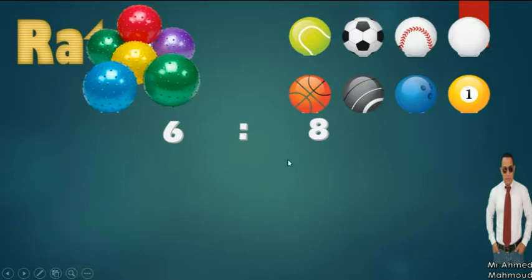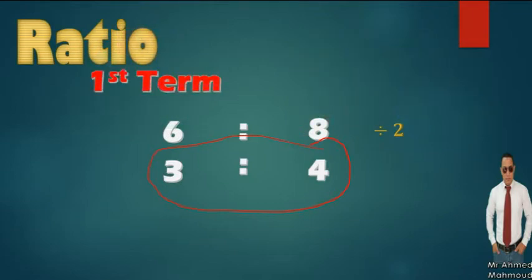Okay, 6 and 8, then we are going to divide both of them by 2. 6 divided by 2 equals 3 and 8 divided by 2 equals 4. Then 3 to 4 is the ratio in the simplest form, as we see here. This is the first form of the ratio. We have another form to find the ratio. This one is called the first term and 4 is called the second term.